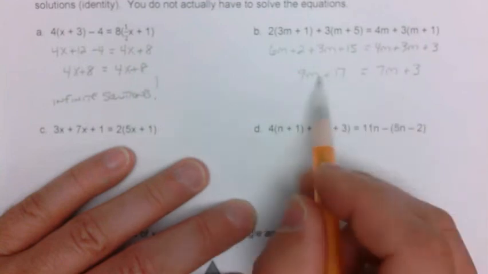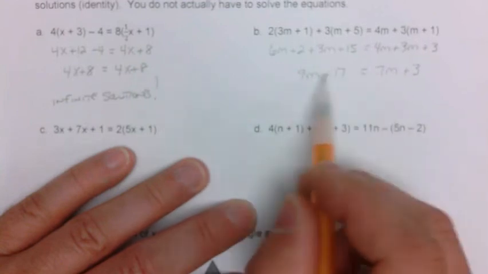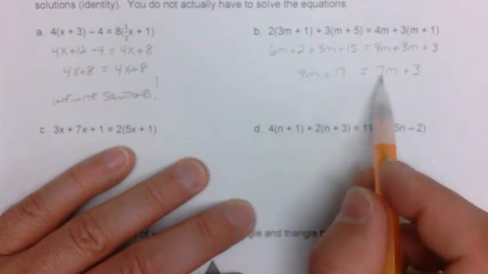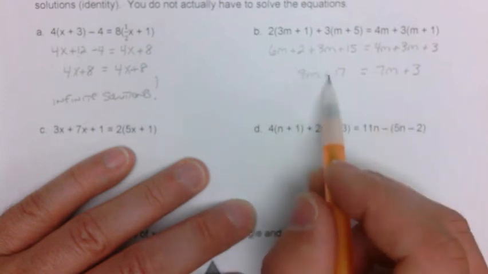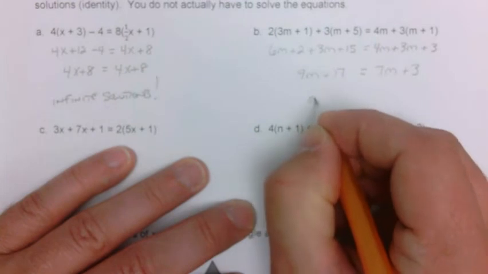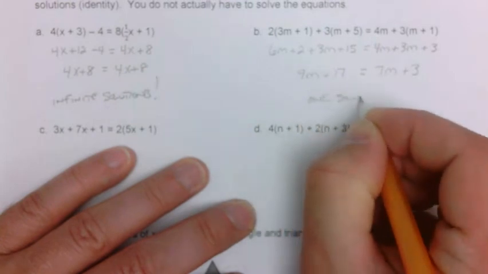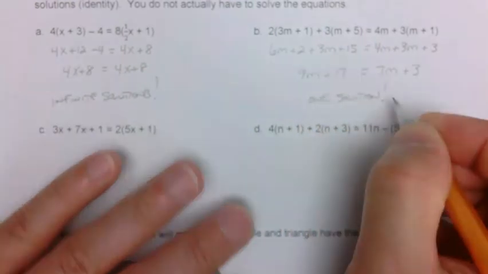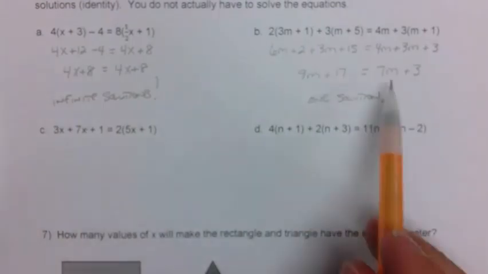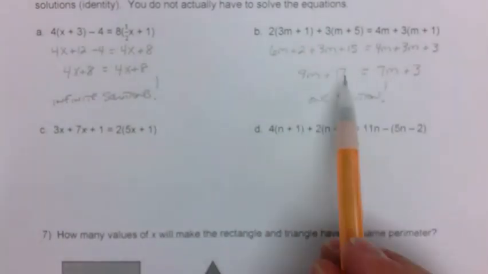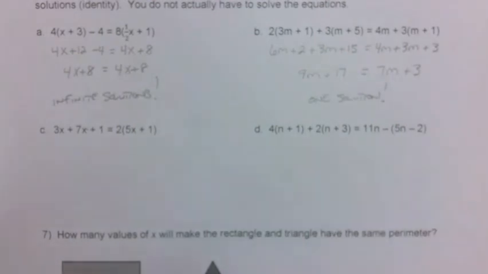These are not the same expression, and the variable terms are different. 9m and 7m are different from each other. This means that there will be one solution to this equation. Okay, I could subtract 7m from each side and then subtract 17 on each side and then figure out what the value of m is.